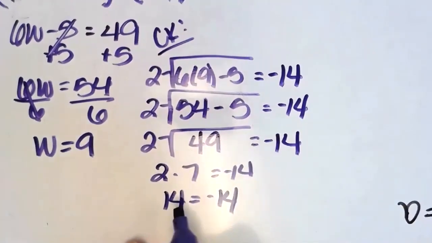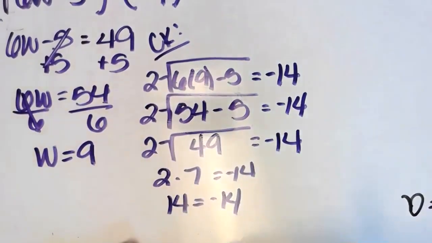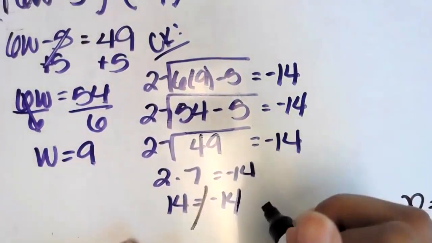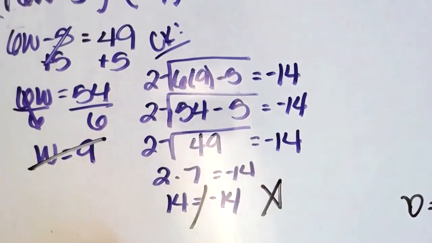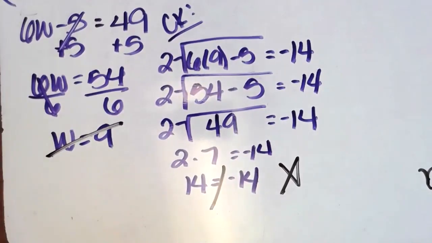And you ask yourself, is this equation true? Does 14 equal negative 14? In this case, it does not. So w equals 9 is not a true solution. It does not make this true.